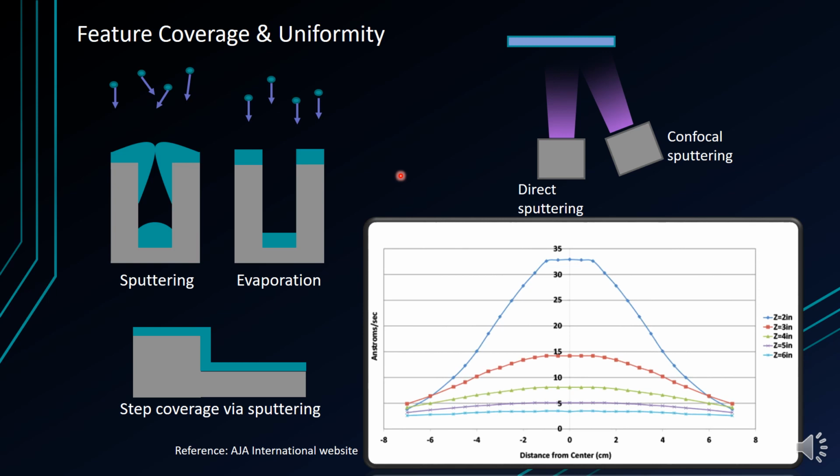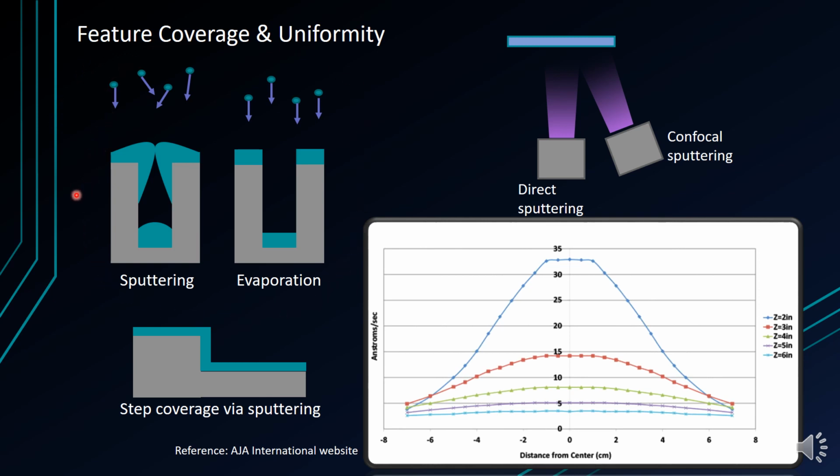This will cause a much larger degree of sidewall coverage than you would see from evaporating onto the same features. High aspect ratio features will suffer from pinch-off, and sidewall coverage may cause difficulties in liftoff processes. Here you can see a general comparison between the coverage you'd expect with sputtering versus evaporation.